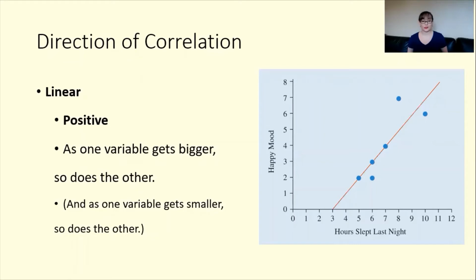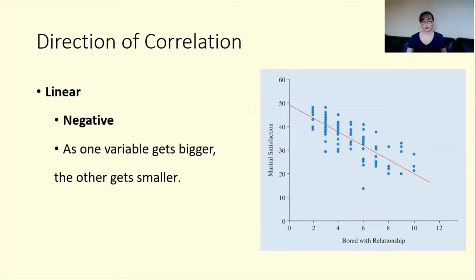So for instance, we can see that we have one dot here that's our furthest dot towards the right has a score of 10, and that score for happy mood on our vertical axis has a score of 6. Whereas scores that fall more towards the left for our horizontal axis also fall lower for our vertical axis. So for instance, the person who got only 5 hours of sleep rated their mood at 2. And so positive correlations are always going to slope from that bottom left up towards that top right in this general shape.